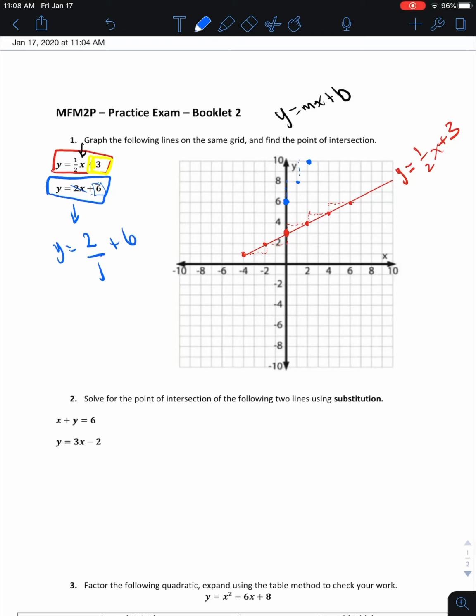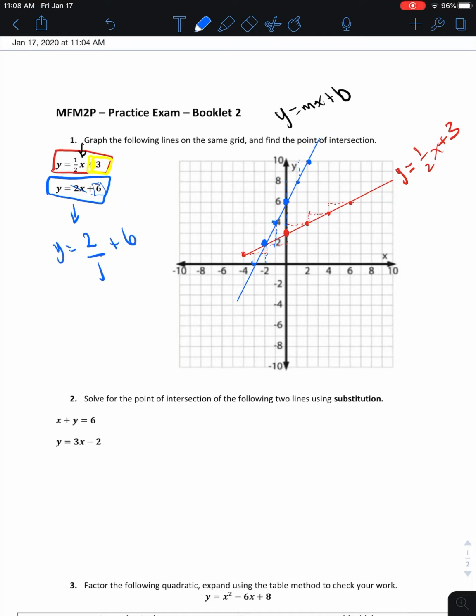That's not necessarily useful, because if I keep going, it's never going to cross. So I'm going to have to use my backwards pattern. I'm going to have to go down 2, left 1, and then same thing, down 2, left 1. Okay, and then I can connect those dots.